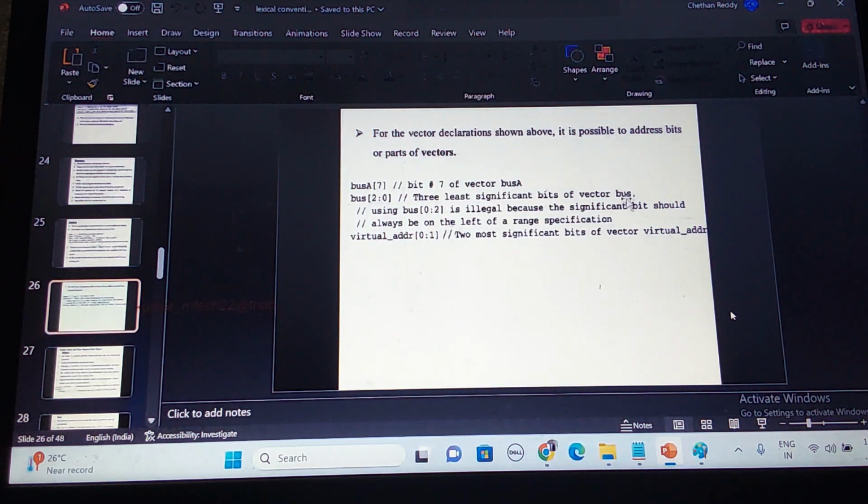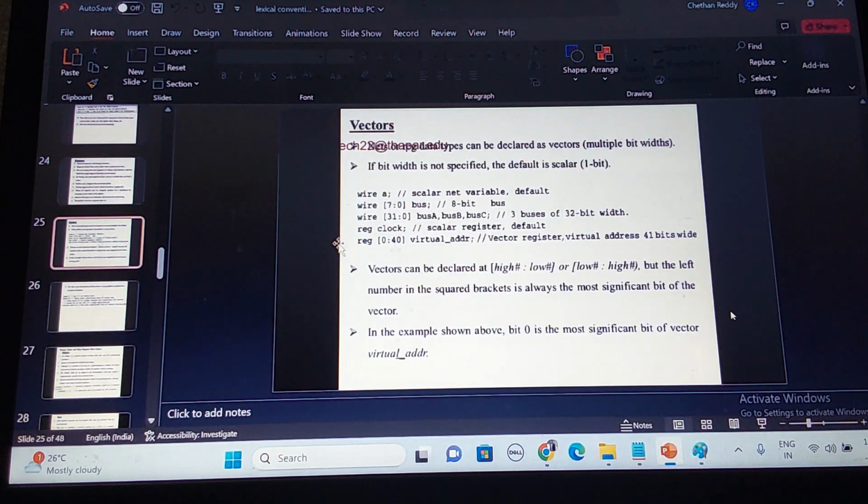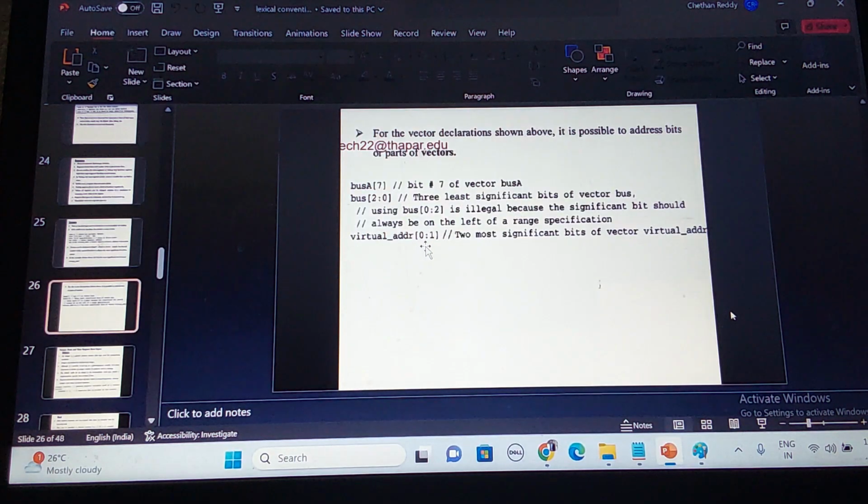For the same bus 7 down to 0, if I use 0 colon 2, is it the correct way of getting the values? Illegal, because the most significant bit should always be on the left side of the range specification. And this is virtual address 0 colon 1. This is a legal one. It is declared as 0 colon 40. Now vector of 0 colon 1, what is it going to access? The MSBs, because 0 is the MSB here. How many bits? 2 bits. The 2 most significant bits of the vector virtual_address.